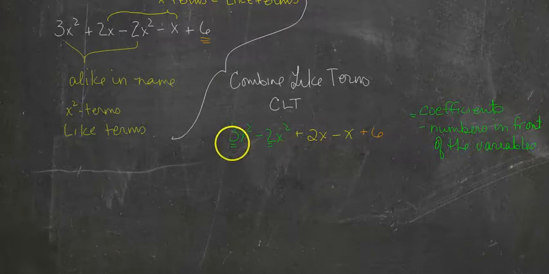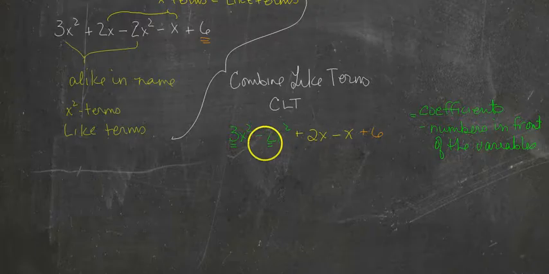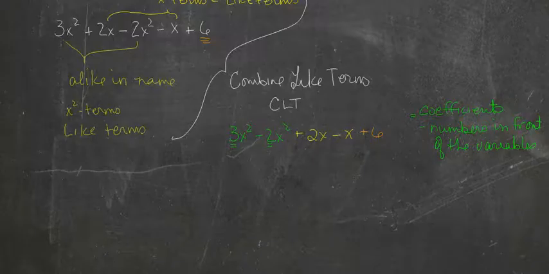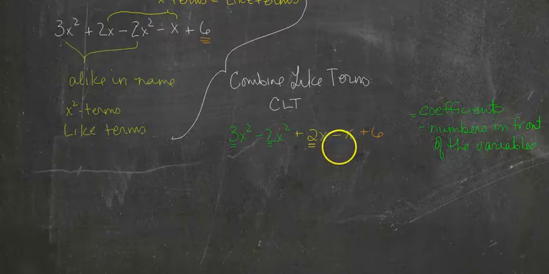So in this case, I have a coefficient of 3 on the x squared term and a coefficient of minus 2. Remember, the sign always goes with it. In the second case, I have a coefficient of 2 and a coefficient, look at this. Do I have a coefficient here? What's the number in front of x? If I had to write a number, what would it be? It would be a 1.